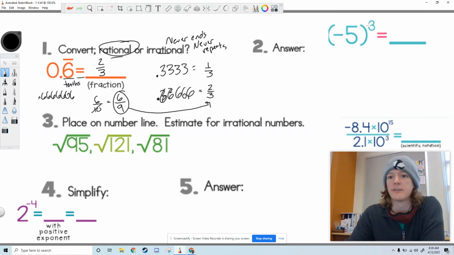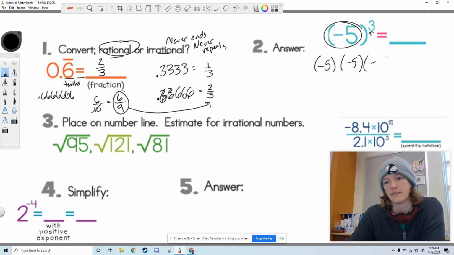Number 2, you need to multiply -5 by itself 3 times. -5 times -5 times -5. Well, a negative and a negative, those cancel off. Those will be positive, but we still have one more negative. So make sure your product is negative. Do 5 times 5 times 5.